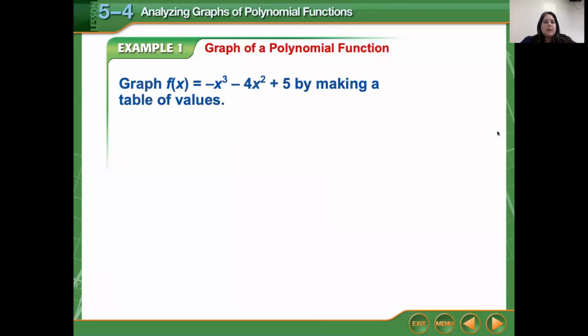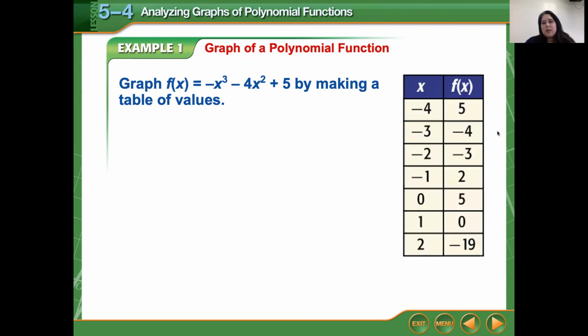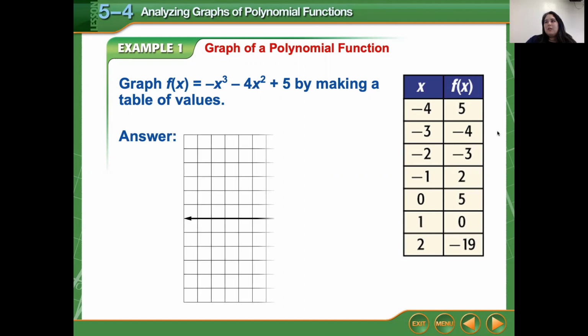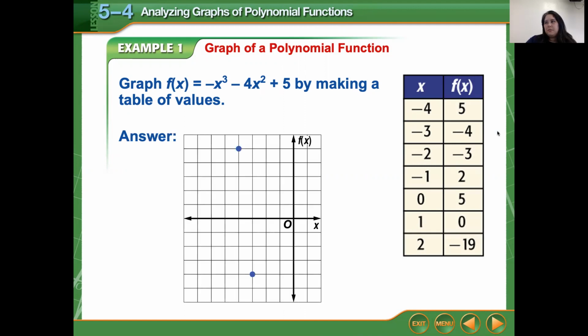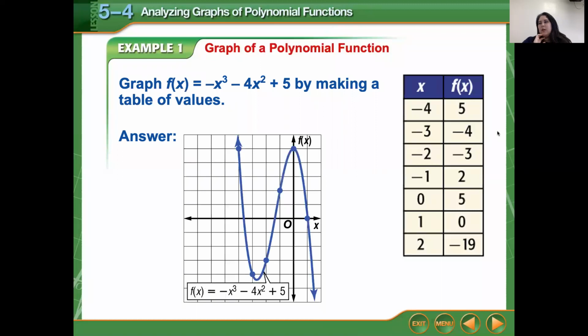So our first example here is graph f of x equals negative x cubed minus 4x squared plus 5 by making a table of values. So here what they've done is they picked their x values and they found the y values, or the f of x values. And then they plot their points, and then connect the dots with a smooth curve, is what we would say. Another way we most likely would actually be doing this would probably be to go ahead and graph it in Desmos, pull up your coordinate points, and then sketch your graph.